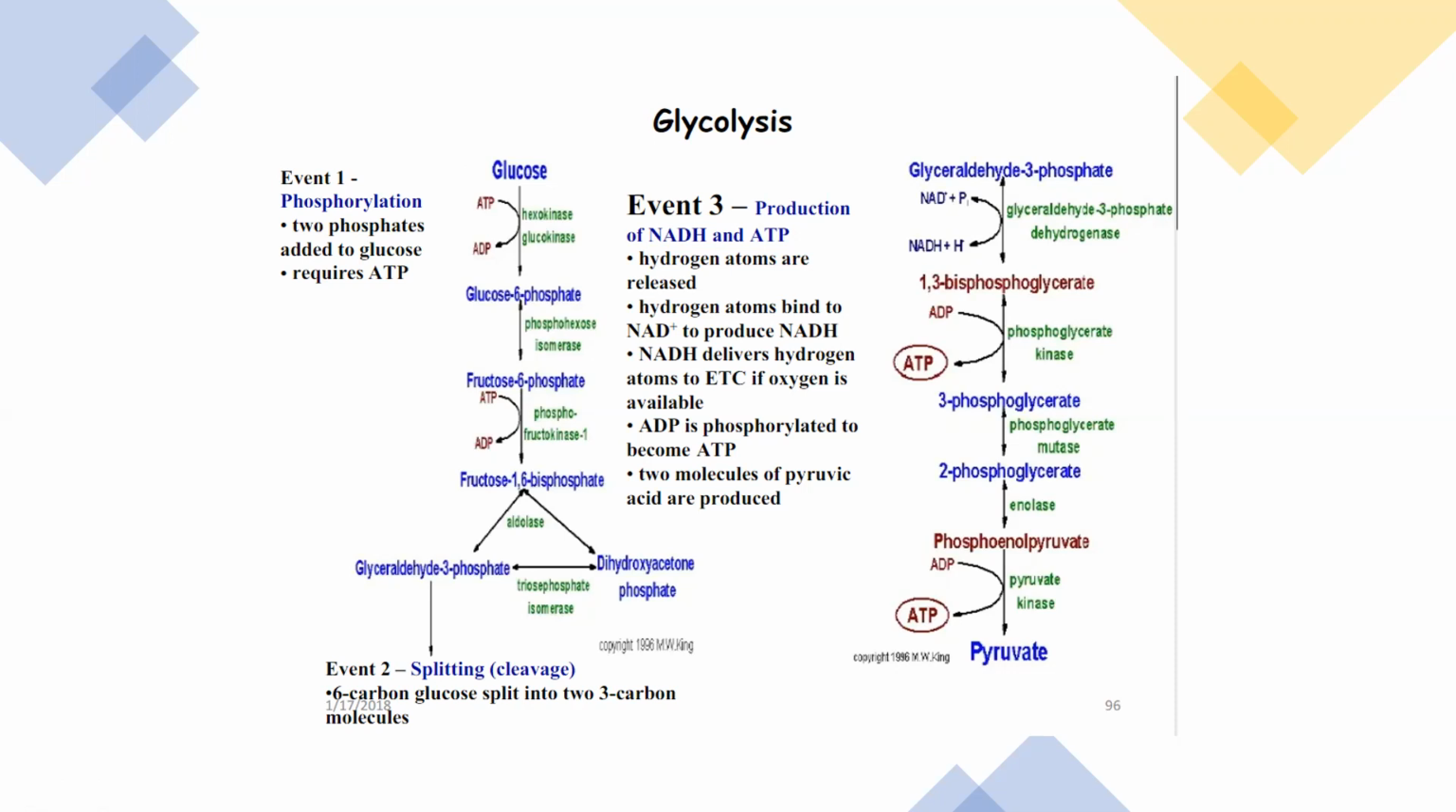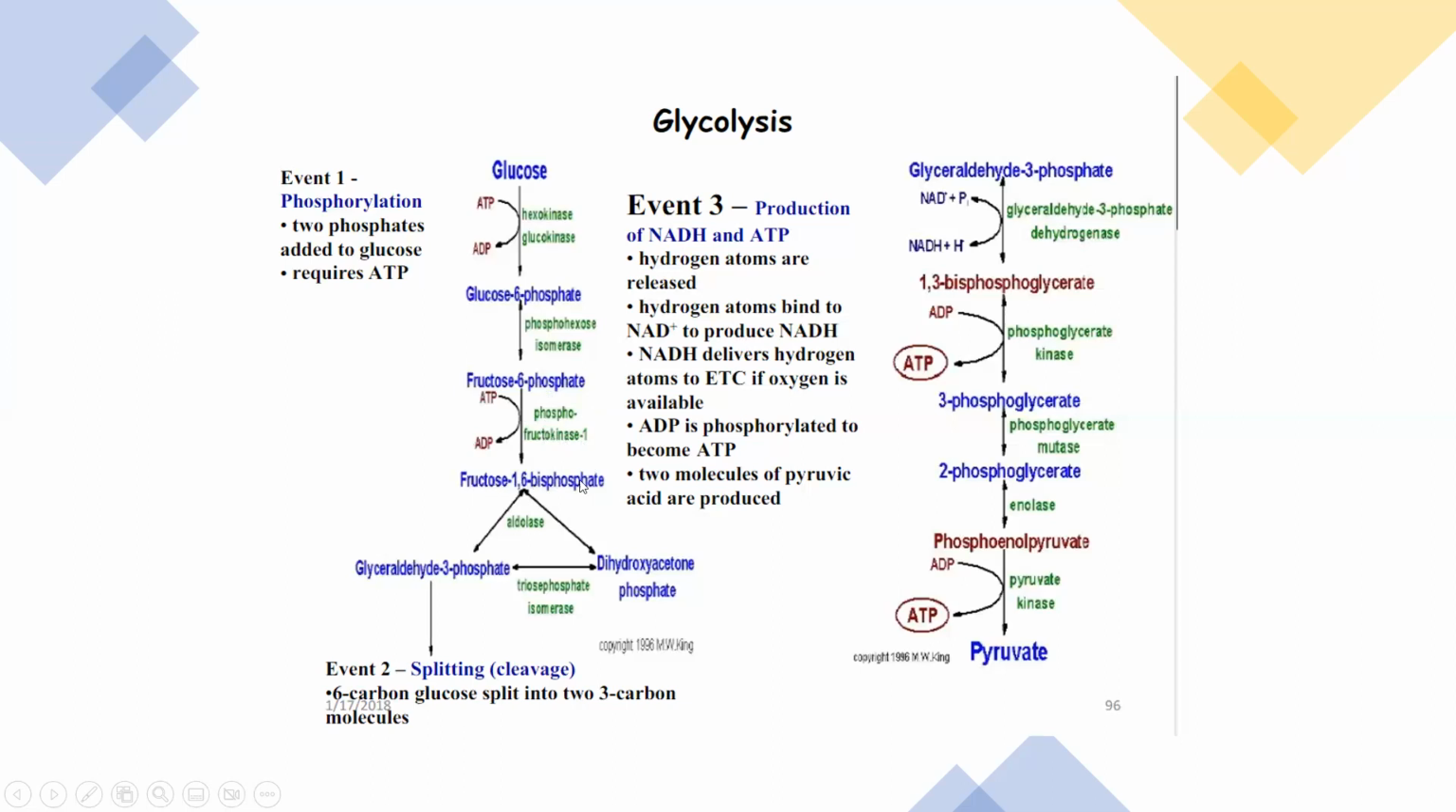Now the second step is glucose 6-phosphate being converted into fructose 6-phosphate. Here isomerization takes place in the presence of the enzyme phosphohexose isomerase. Now the third step is fructose 6-phosphate being converted into fructose 1,6-bisphosphate. Here phosphorylation takes place again, so one ATP is reduced to ADP, and the enzyme involved is phosphofructokinase 1.